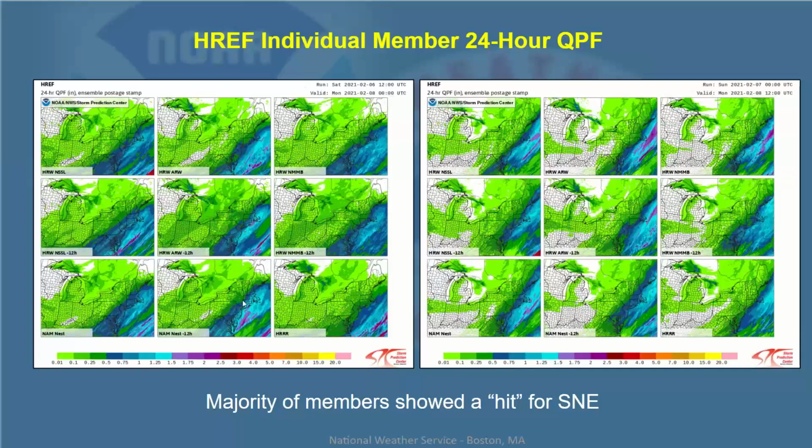So again, it's putting all the data together and looking at which models handle which situations better. But we really do like the HREF model, although you don't always want to put all your eggs in one basket either.